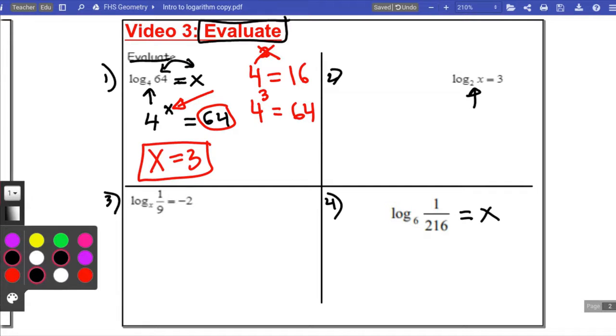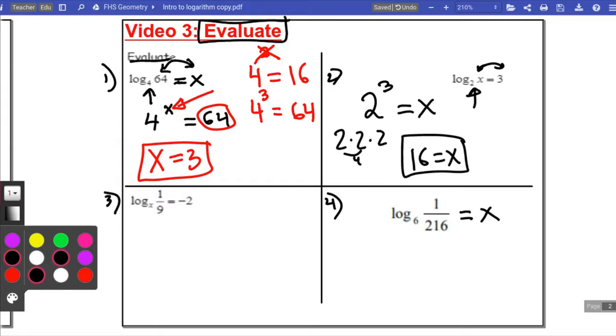All right, the base is 2, so 2, swap these. So you should have 2 to the 3rd equals x. This one is straightforward. So we just want to know, what would 2 raised to the third power be? That's 2 times 2 times 2. So 4 times 2, you get 8. Actually 16 equals x. We are done. Nothing more with that. Move on to number 3.